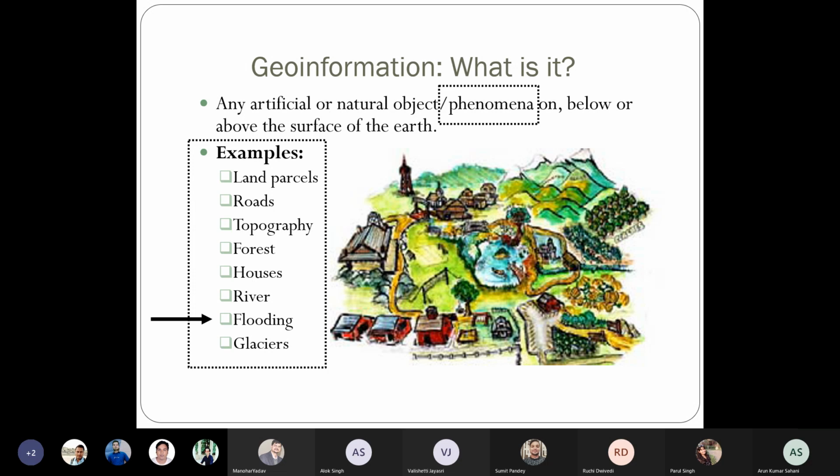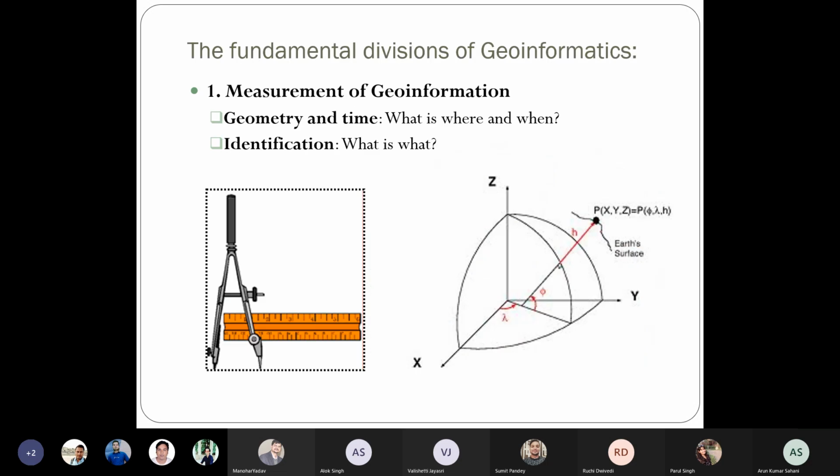So what do we mean by geometrical detail? That geometrical detail retains the location of the object, and it retains the shape and size of the object, that is, where the object is and what its shape and size are. And radiometric information retains the color of the object. Okay, so there are two fundamental divisions of geoinformatics. The first is how we measure the geoinformation, and the second is how we manage it.